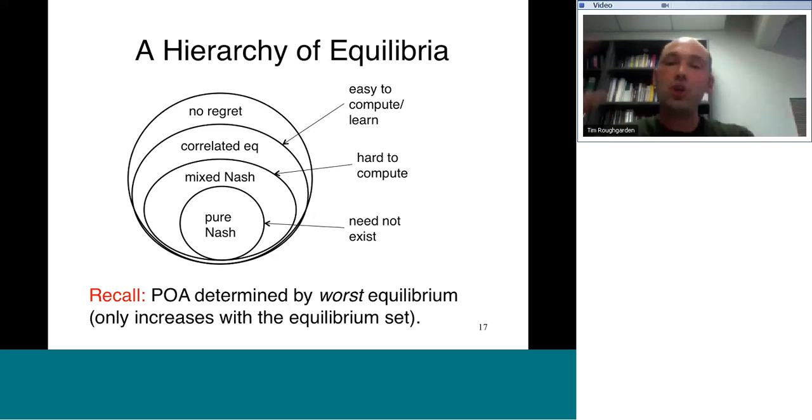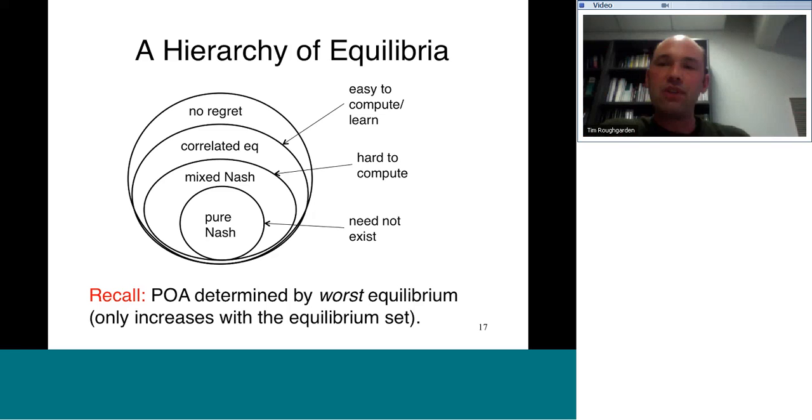Here are the salient properties of these bigger sets. The point is that they elude both the non-existence and the intractability critiques. These sets are so much bigger than the set of mixed Nash equilibria. First of all, it's very easy to compute one such equilibrium. For example, even correlated equilibria are by definition the feasible solutions to a small set of linear inequalities. So finding one or optimizing over the set just reduces to linear programming.